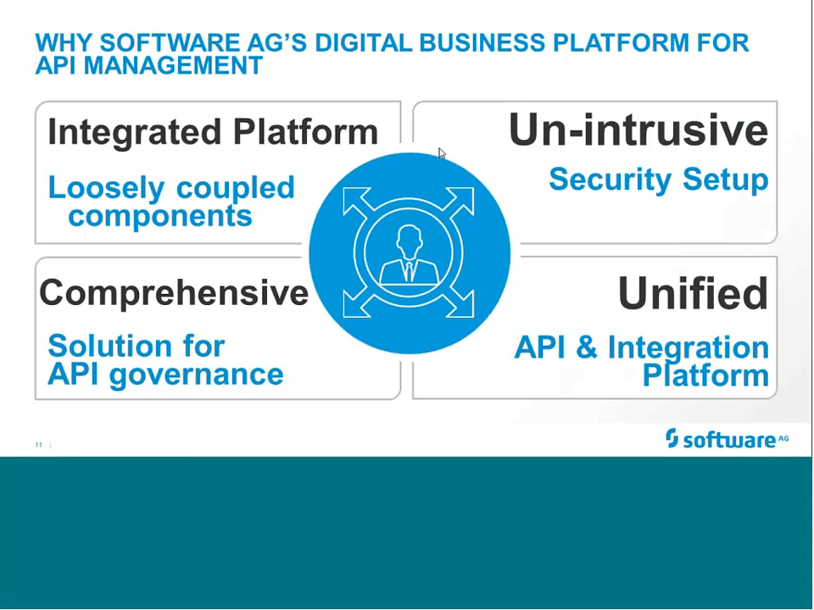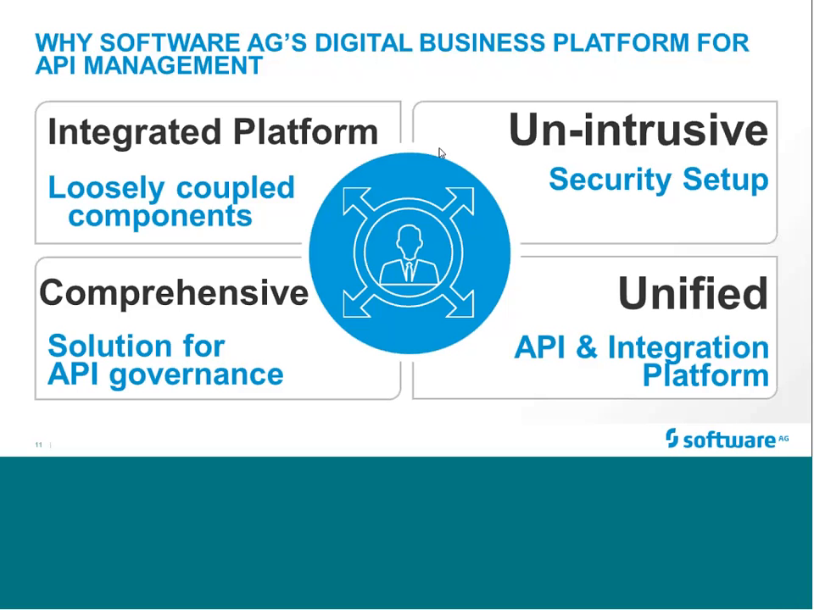But overall, the Software AG API management platform provides a very integrated yet loosely coupled platform. So everything you saw from the portal to the gateway, plus what's running on the back end, which we didn't talk about, but that's our integration platform, which allows us to actually build out APIs. All of these components can be sold separately, but they work together because they're all built on the same technology.